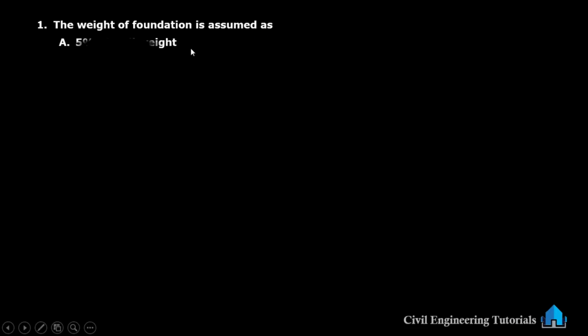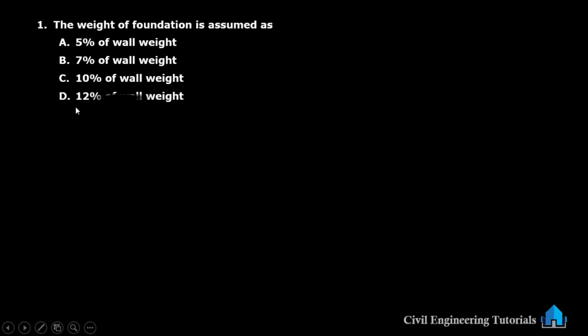So the first question is, the weight of foundation is assumed as option A 5% of wall weight, option B 7% of wall weight, option C 10% of wall weight, and option D 12% of wall weight. So the answer is option C 10% of wall weight.